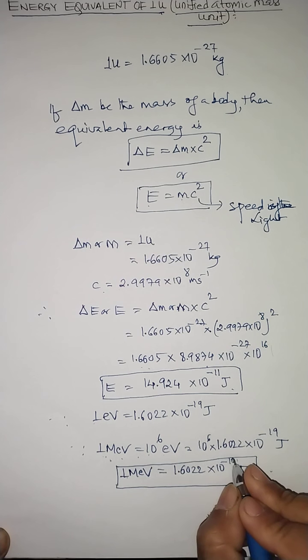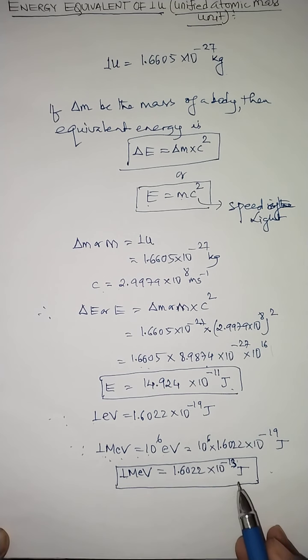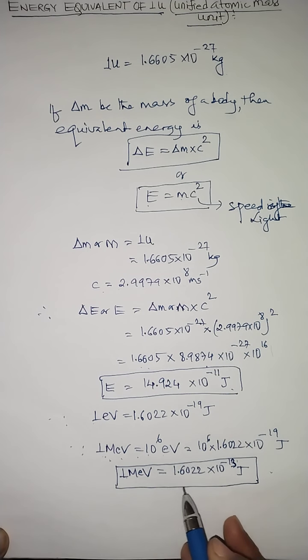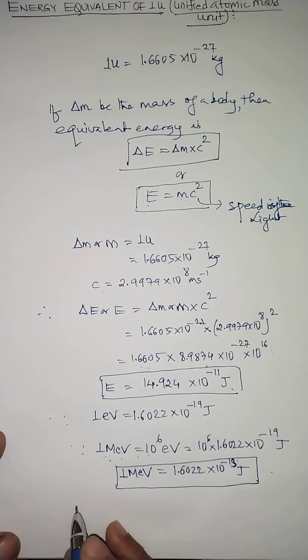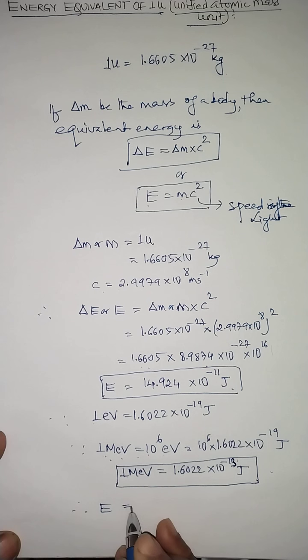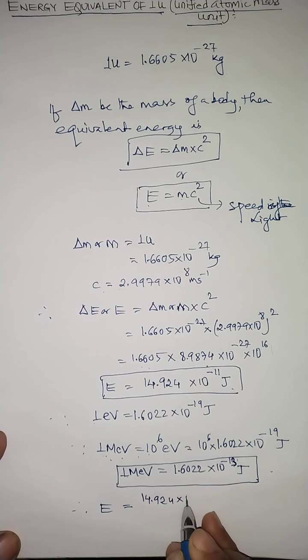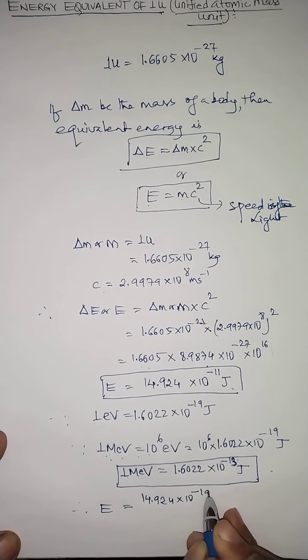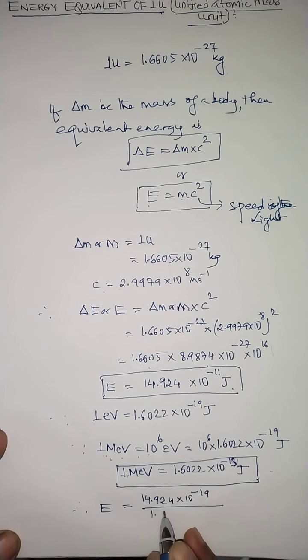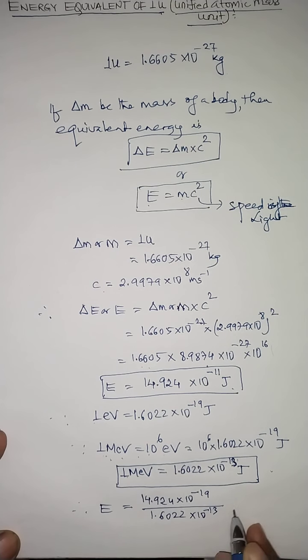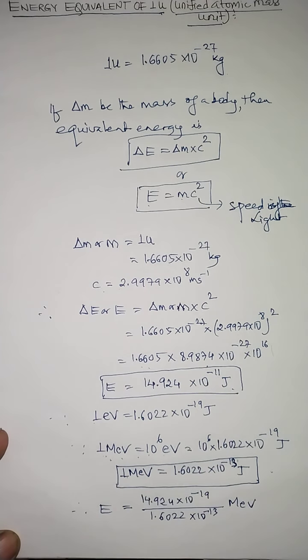So children, look at this. This part is important. To convert joule into mega electron volt, divide by 1.6022 into 10 power minus 13 in this relation. So the energy will now equal how much? 14.924 into 10 minus 19, I divide by 1.6022 into 10 minus 13, and this will be in mega electron volt. So calculating the energy in mega electron volt.